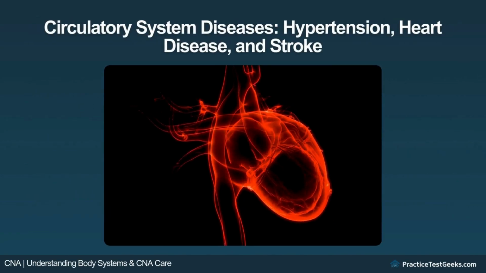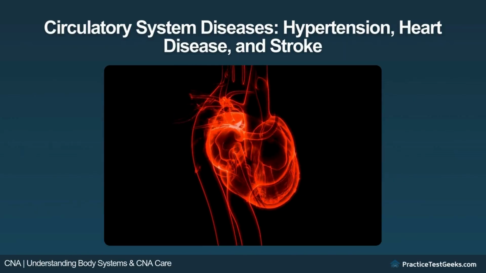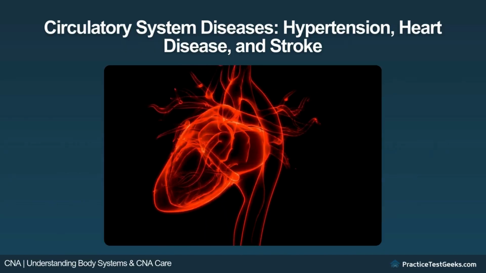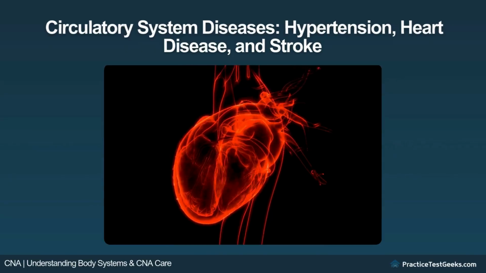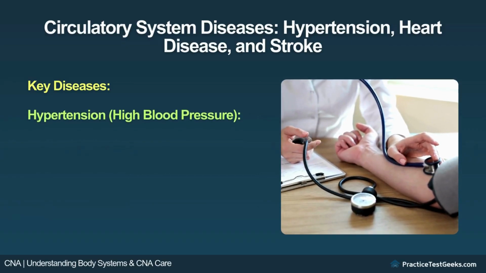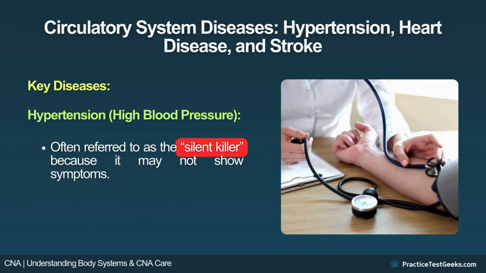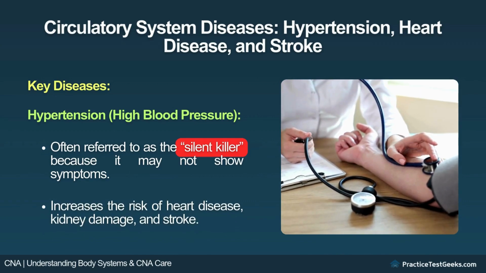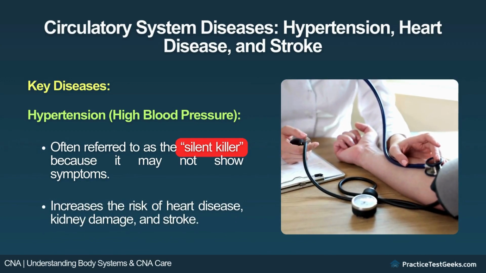The circulatory system is responsible for transporting blood, oxygen, and nutrients throughout the body. Any disruption to this system can significantly impact health. Let's talk about some key diseases that affect the cardiovascular system. First, we have hypertension, or high blood pressure. It's often called the silent killer because people usually don't feel any symptoms, but it greatly increases the risk of heart disease, kidney damage, and stroke.